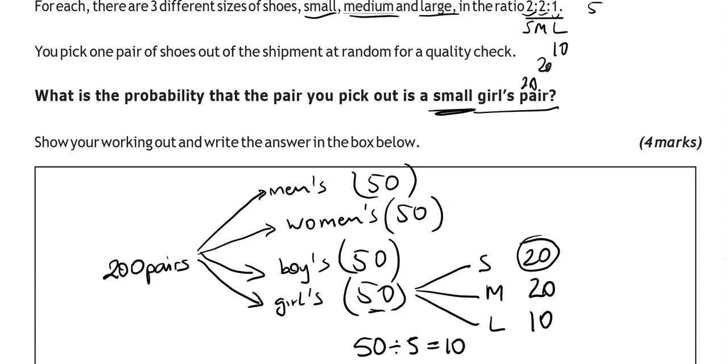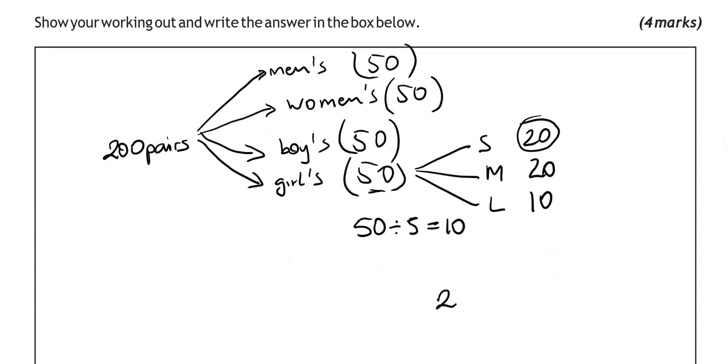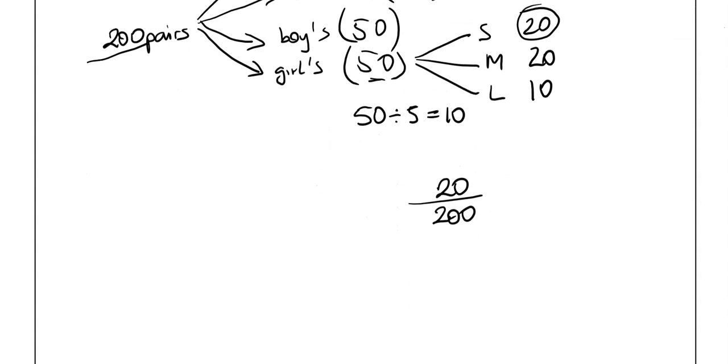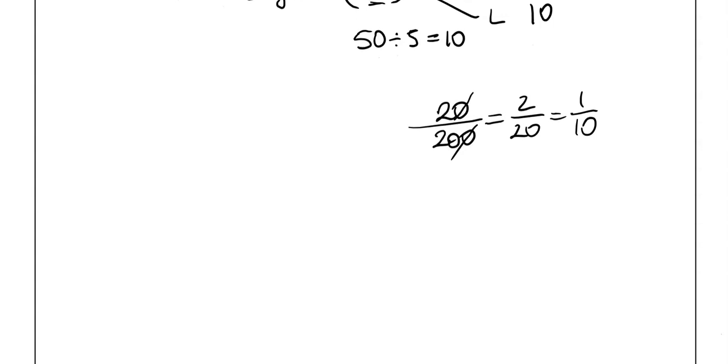So small is 20 out of the 200 pairs. We could simplify this further, and that would be, if you divide by 10, you get 2 over 20. Divide by 2, 1 over 10.